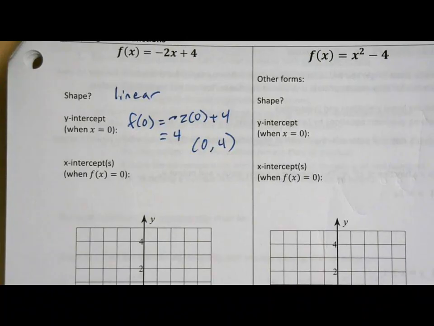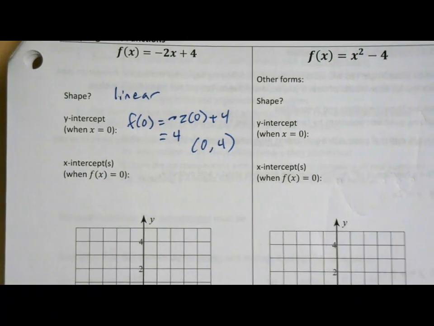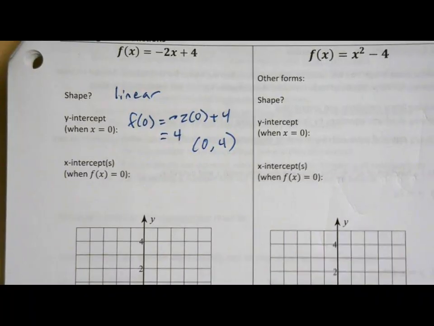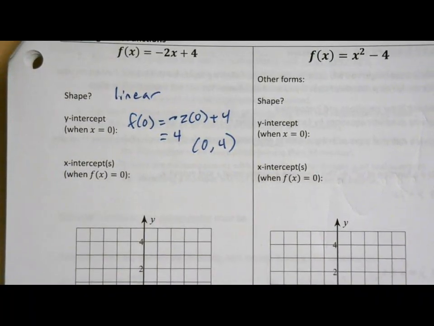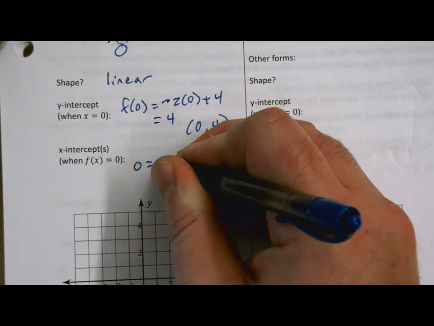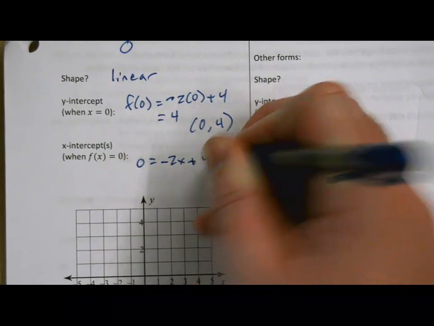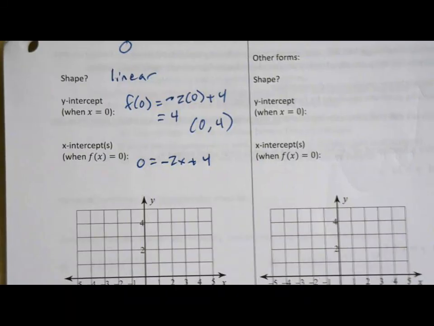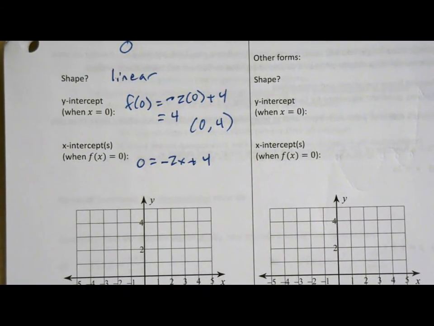To find x-intercepts, you plug 0 in for y. If it's on the x-axis, the y-coordinate would need to be 0. So I would take this function, I'd put a 0 in for y. That equation would look like this: 0 equals -2x plus 4. And solve that for x. And that'll give you your x-intercepts.